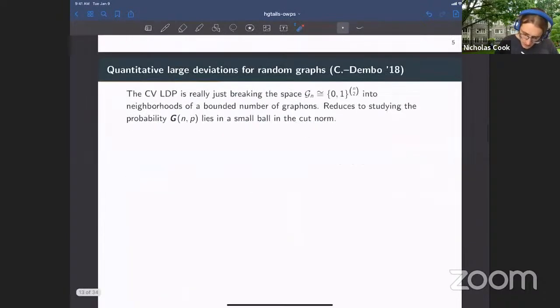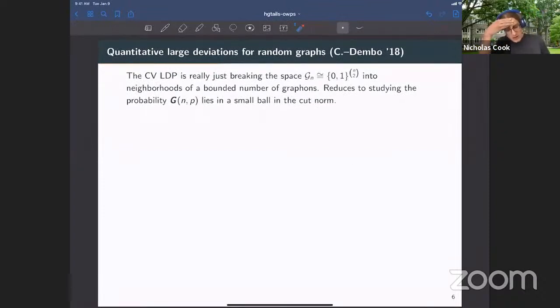Okay, but you can still say things. You can sort of go into large deviations theory and just extract its quantitative essence. So what the Chatterjee-Varadhan LDP is really doing is breaking our space of graphs, which you can think of as the hypercube of dimension n choose 2 for the number of edges, into neighborhoods of a bounded number of graphons. This is the regularity lemma, a sort of compactness fact: you can cover your space by neighborhoods of a small number of graphons, and these are neighborhoods in the cut norm.